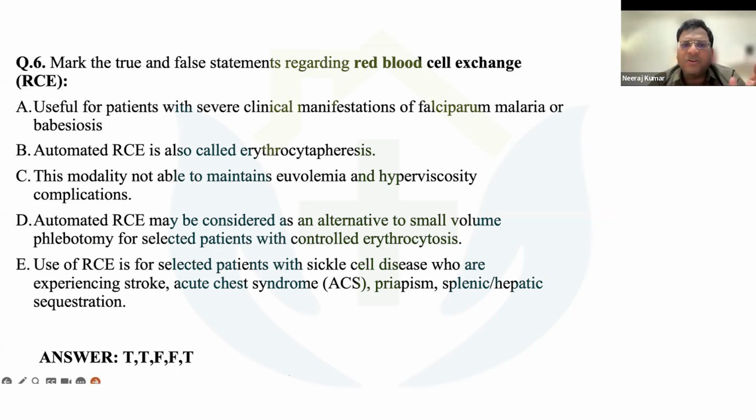It is useful for the patient with severe clinical manifestation of falciparum malaria or babesiosis. Second, the automated RCE is also known as erythrocytopheresis. This modality is not able to maintain euvolemia and hyperviscosity complications. The automated RCE may be considered as an alternative to small volume phlebotomy for selected patients with controlled erythrocytosis, and the use of RCE is for selected patients with sickle cell disease who have symptoms like acute chest syndrome, priapism, or splenic sequestration.